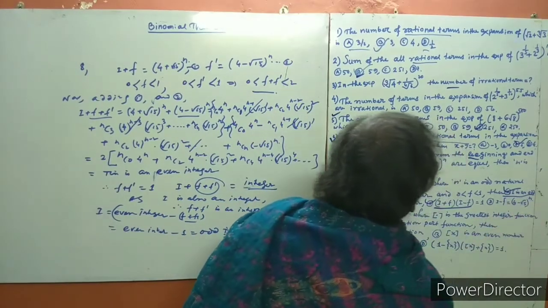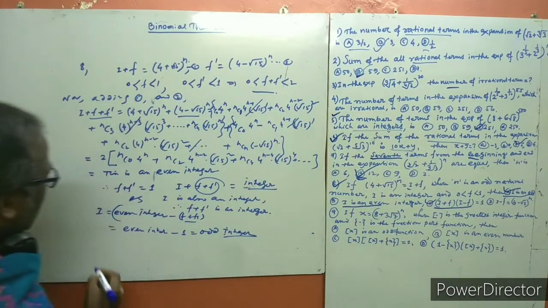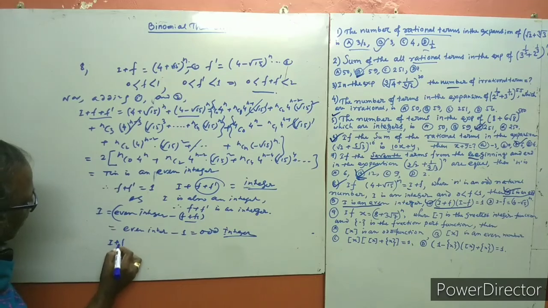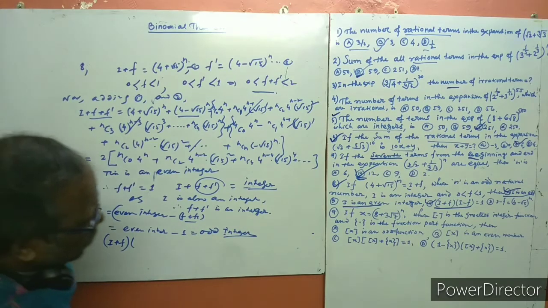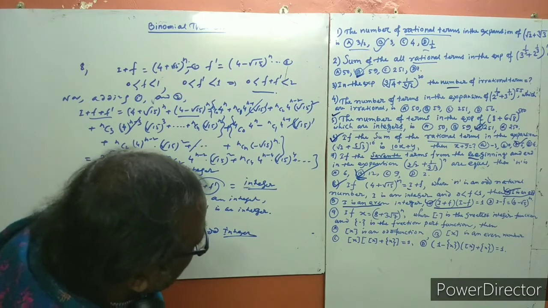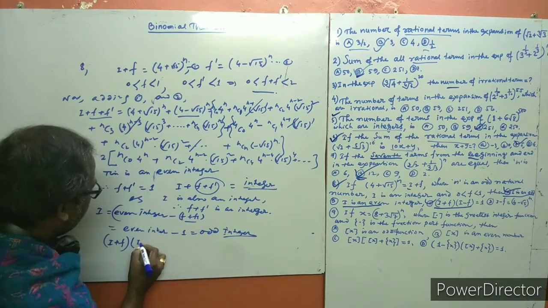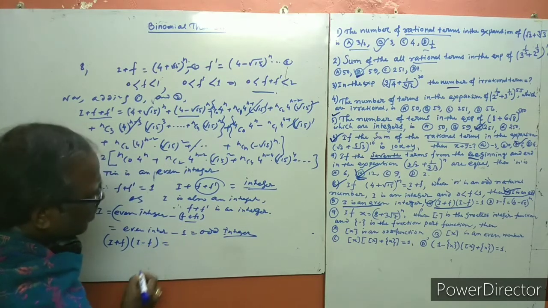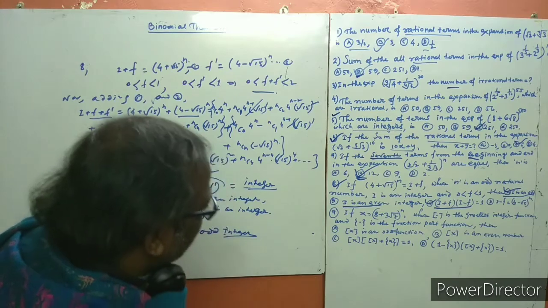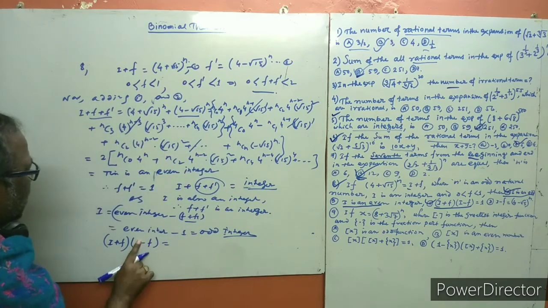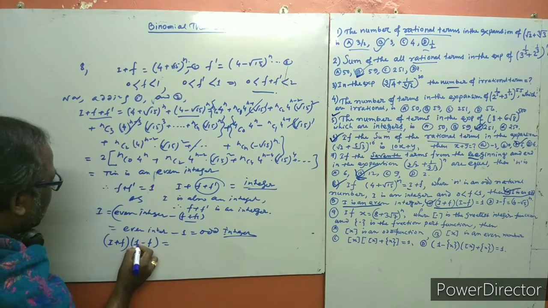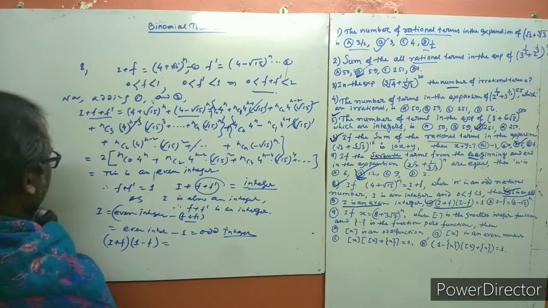It is proved here. And now show that 1 minus f into, sorry, this is 1 plus I plus f and I minus f. Sorry, this is 1 minus f. This is 1 minus I plus f.